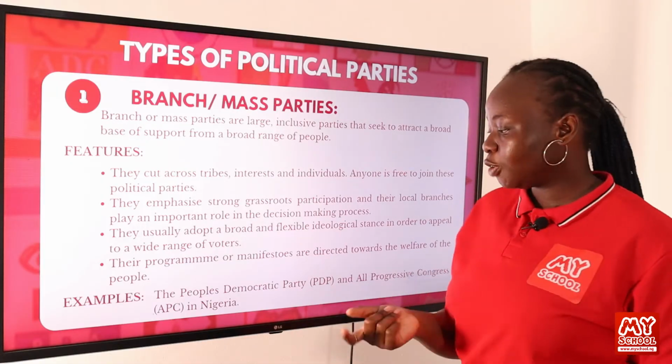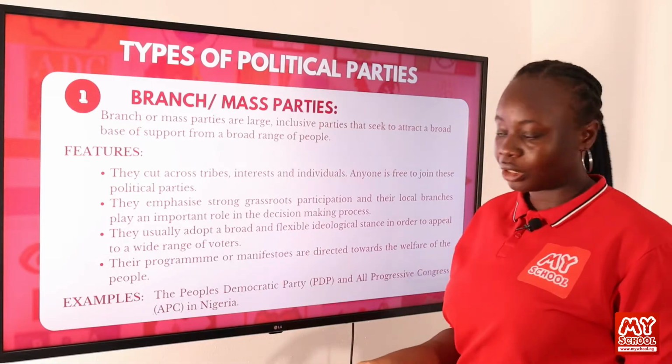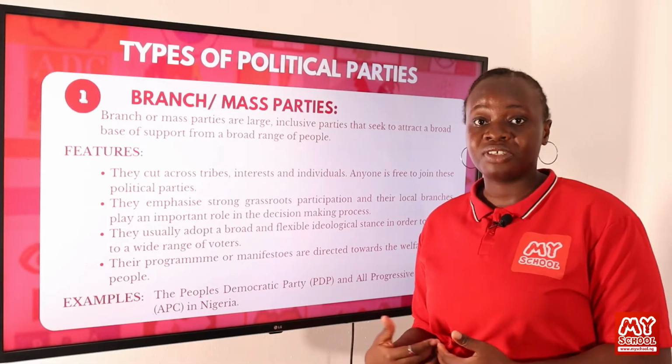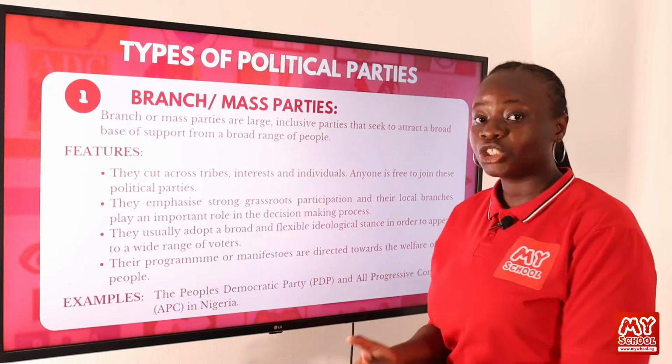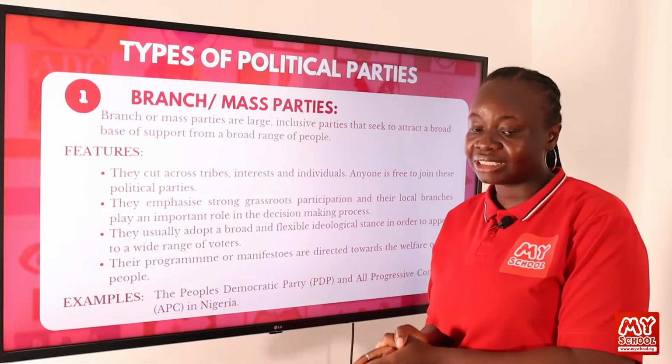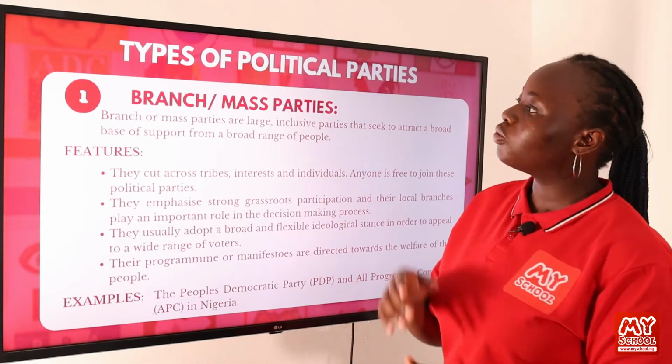Examples of branch or mass parties are the People's Democratic Party and the All Progressive Congress in Nigeria. So most of the political parties we have here in Nigeria are branch or mass parties. They are trying to accumulate as much support as possible from the masses, and they do not care about a particular ideological stance. Now let's move on to the next slide.